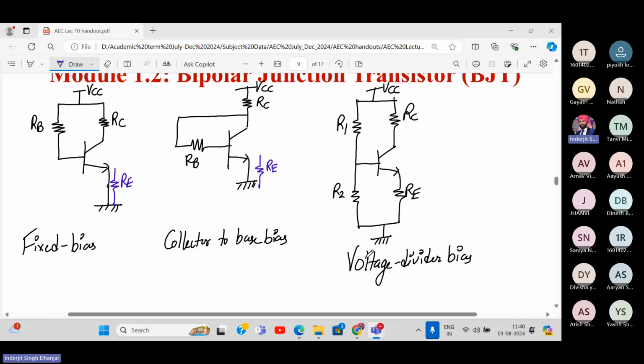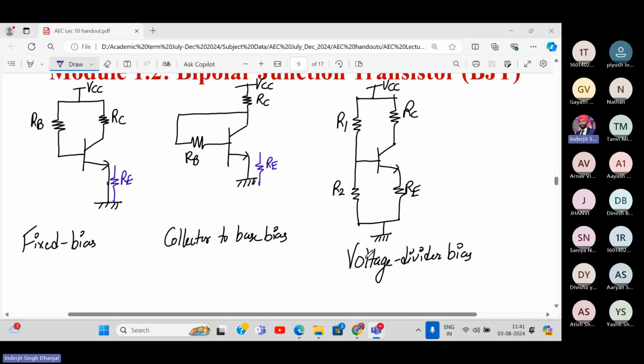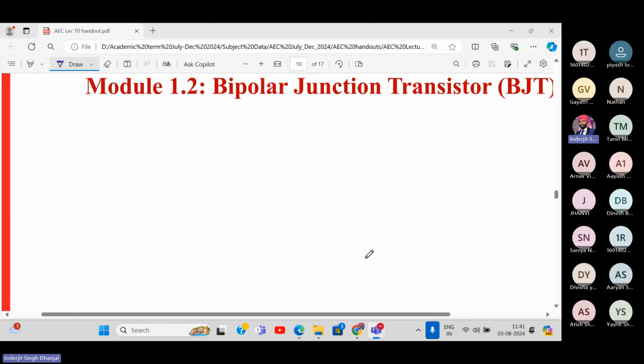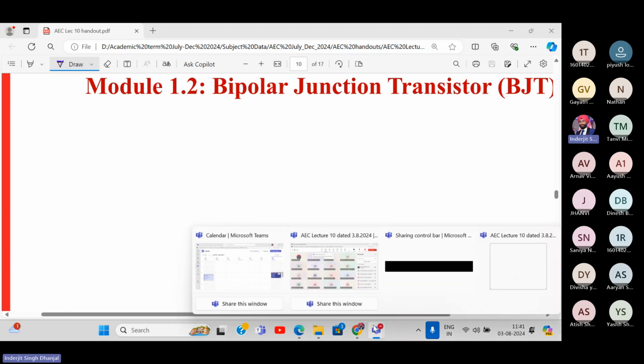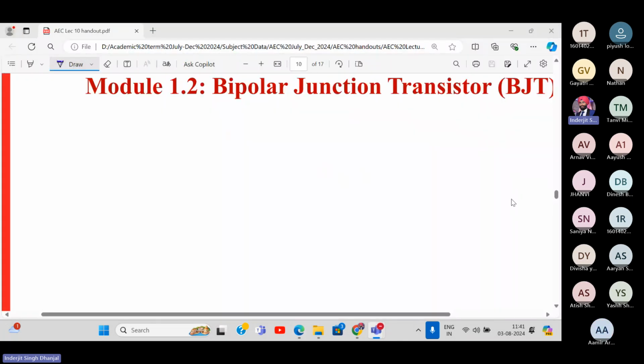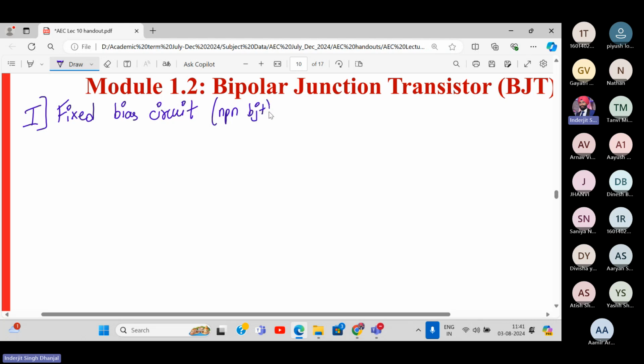Yes, sir. Okay. Now, extreme attention for the next 20 minutes or so, because we are going to analyze one biasing circuit. Exactly similarly, the analysis remains the same for other biasing circuits. Let us begin. Write down the first circuit, the fixed bias circuit. We are going to use an NPN BJT for our analysis.